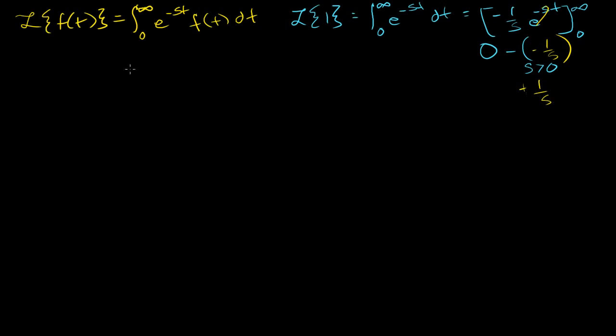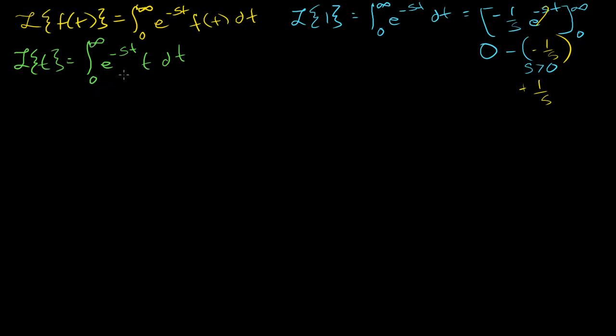We already solved that. Now let's increment it a little bit. Let's see if we can figure out the Laplace transform of t. So we could view this as t to the 0. Now this is t to the 1. This is going to be equal to the integral from 0 to infinity of e to the minus st times t dt. Now, I can tell you right now that I don't have the antiderivative of this memorized. I don't know what it is.